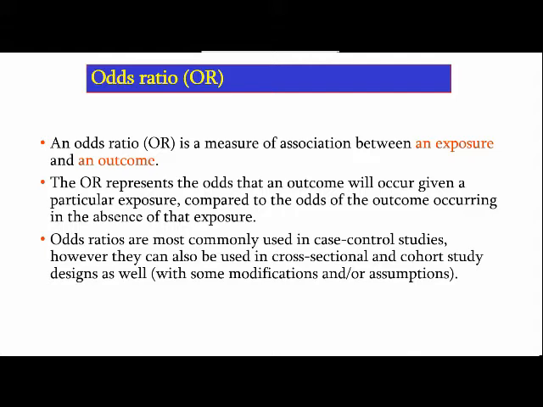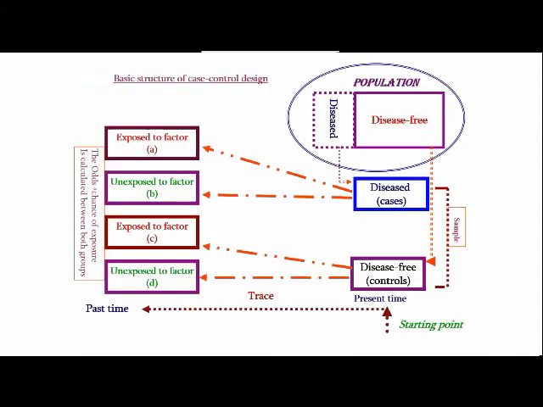Odds ratios are commonly used in case control studies, but they can be used in cross-sectional and cohort study designs as well with some modification and assumption. The basic structure of the case control design is that we go backwards. According to the chart, you can see disease cases and disease controls. We trace back and see whether they were exposed to the factor or not, and the odds of exposure is calculated between both groups.